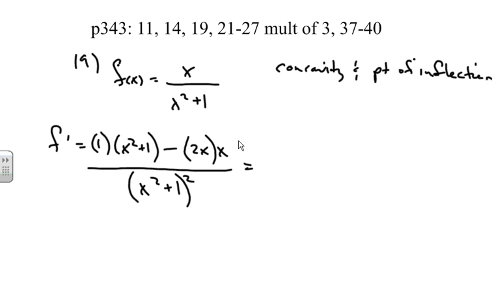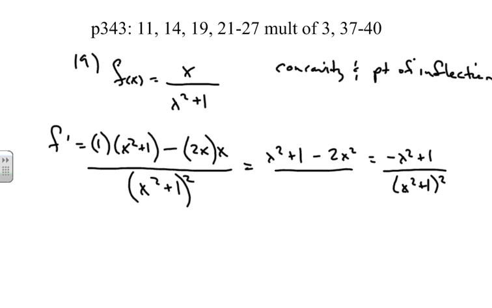All right, so in any case, we're going to continue on, and we want to simplify this, and we have x squared plus 1 minus 2x squared. When we go a little bit farther, this is going to be negative x squared plus 1 all over the quantity x squared plus 1, that quantity squared. I did not forget this over here. I just did not put it there, so don't freak out.